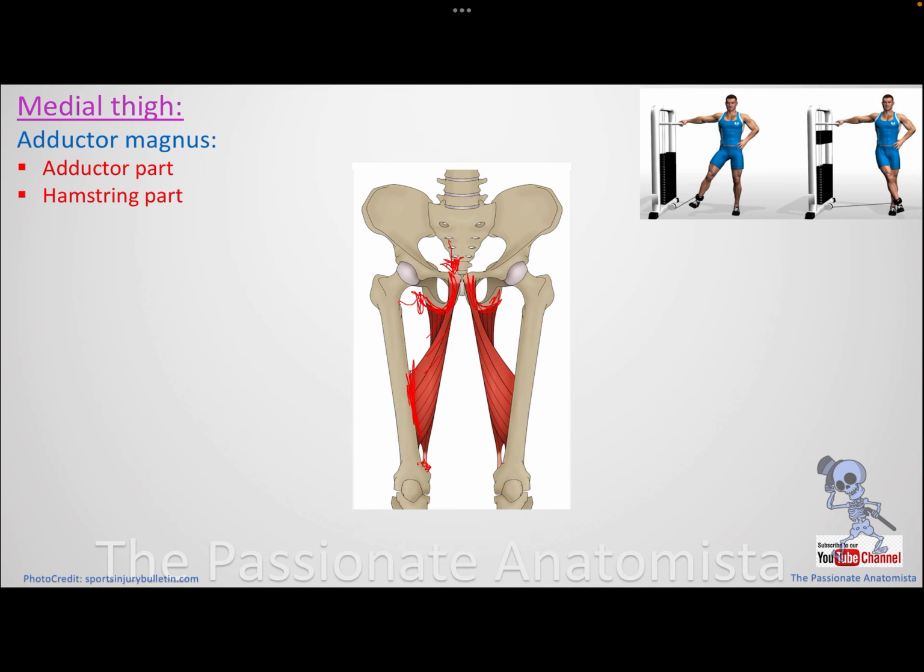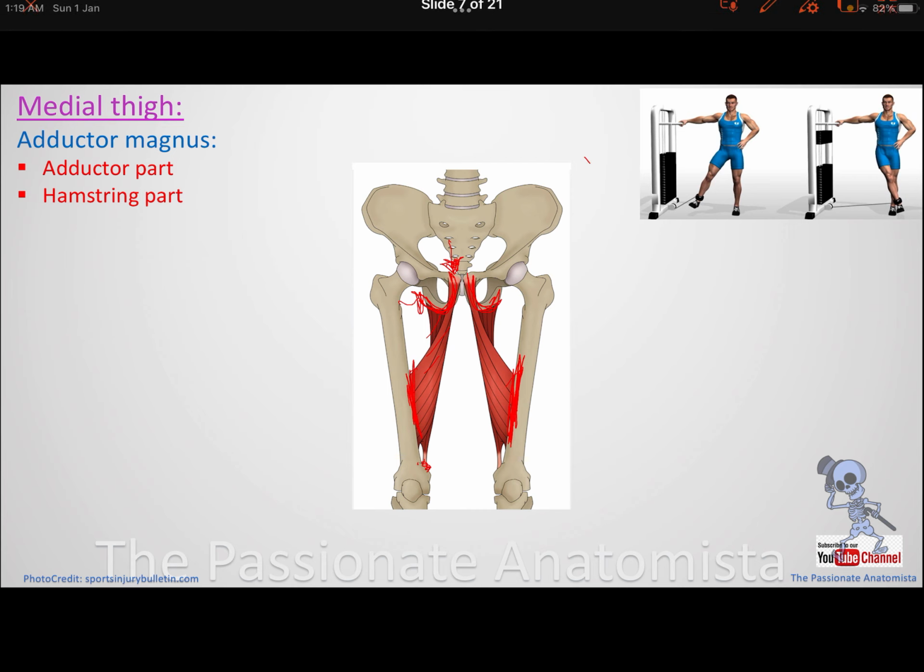So which part goes to which part? I'm going to help you remember that. The adductor tubercle has the name adductor. It was supposed to be the adductor part that goes to it, but actually the hamstring part goes to the adductor tubercle, and the adductor part goes to the linea aspera. It also makes sense because all of the adductor muscles get inserted into the linea aspera. So the adductor part of adductor magnus goes to the linea aspera to do hip adduction.